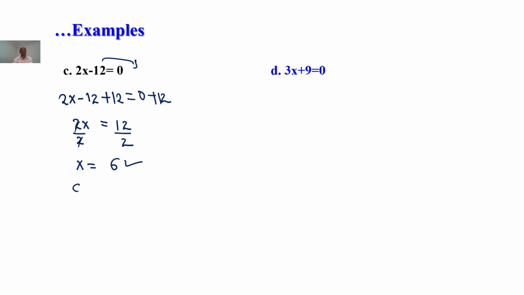Let us check whether it satisfies our equation or not. When x is equal to 6, you have to consider this one. Now instead of x, we take 6. So 2 times our x, which is 6, minus 12 is equal to 0.